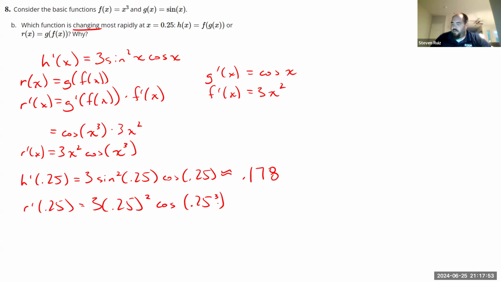One thing I want to point out here is that there's a difference, notice where I'm applying that power. In this case, I am first cubing 0.25 and then taking the cosine of whatever that value is. As opposed to when we say things like sine squared of x, that means you take the sine of that value and then you square whatever that sine ratio is. All right, so back to this calculation.